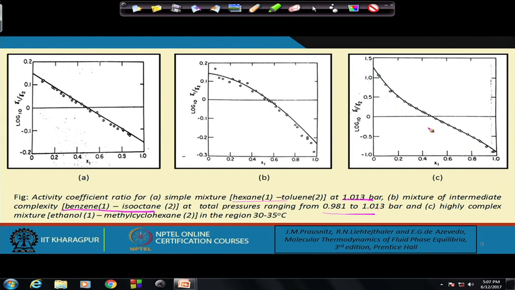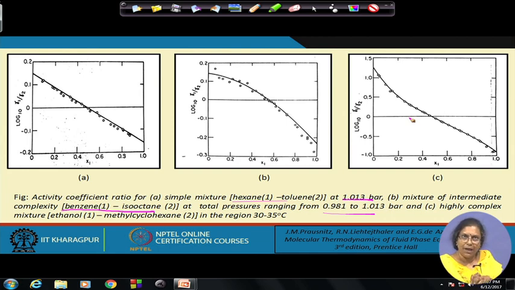it is not only that it is curved, there is also a point of inflection. For example, in the case of ethanol and methyl cyclohexane. Now what does this complexity imply? From the graphs, when we know that this equation is simple, this is more complex, this is most complex, how do we use this information?